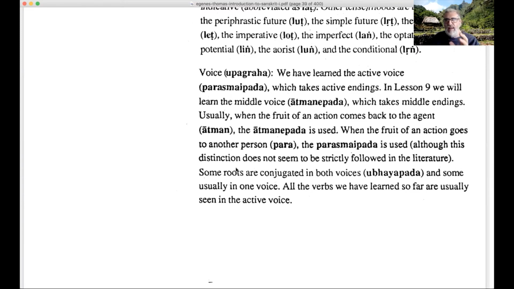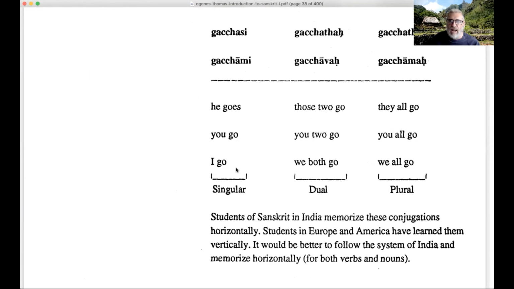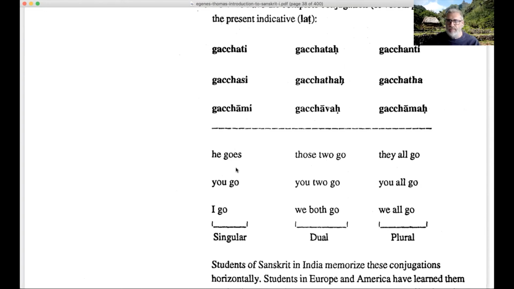Passive is another thing, and we'll get to that in a minute. Or maybe we won't get to it right now. So these are different endings. We just learned gachati, gachataha, gachanti, gachasi, gachata, gacha, gachami, gachavaha, gachamaha, and that's present tense with active. You know, he goes, they two go, they all go, you go, you go, you, like that. I go, we all go. Simple, like that.